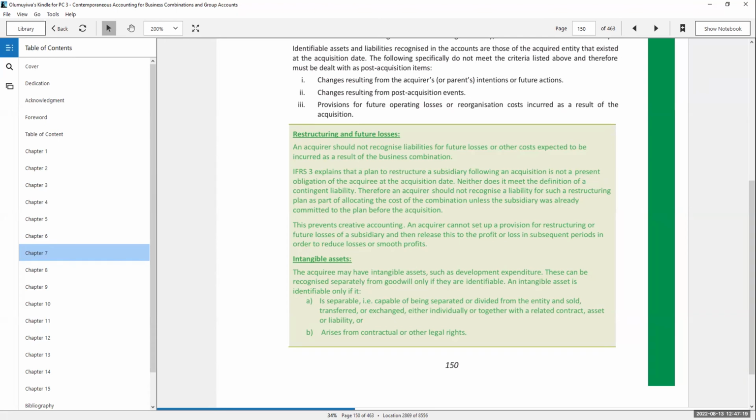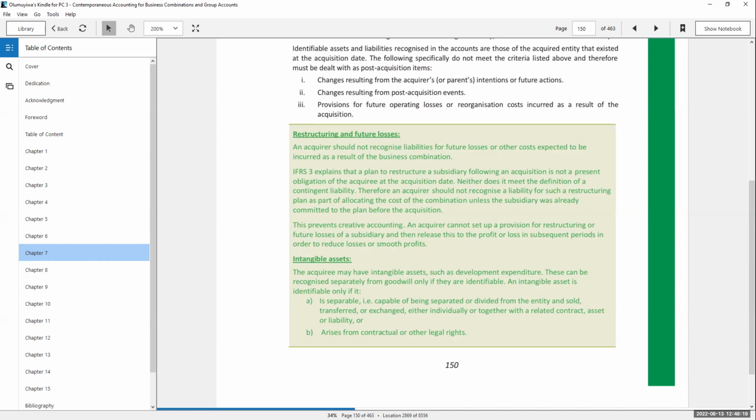Restructuring and future losses. An acquirer should not recognize a liability for future losses or other costs expected to be incurred as a result of the business combination. IFRS 3 explains that a plan to restructure a subsidiary following the acquisition is not a present obligation of the acquiree at the acquisition date, neither does it meet the definition of a contingent liability. Therefore, an acquirer should not recognize a liability for such a restructuring plan as part of allocating the cost of the combination unless the subsidiary was already committed to the plan before the acquisition. This prevents creative accounting. An acquirer cannot set up a provision for restructuring or future losses of the subsidiary and then release this to the profit or loss in a subsequent period in order to reduce losses or smooth profits.